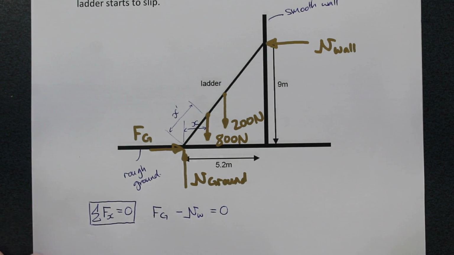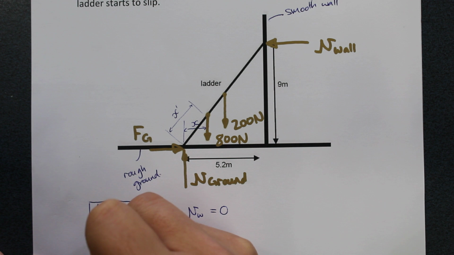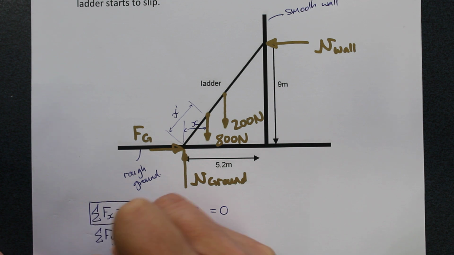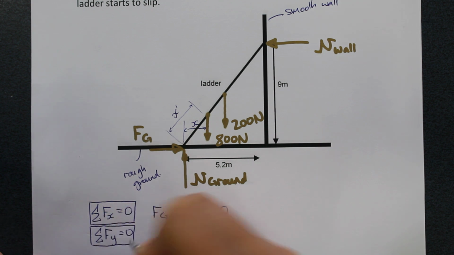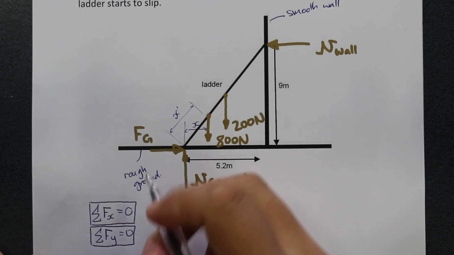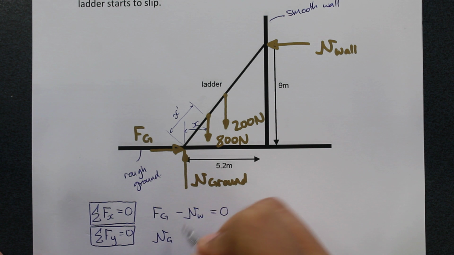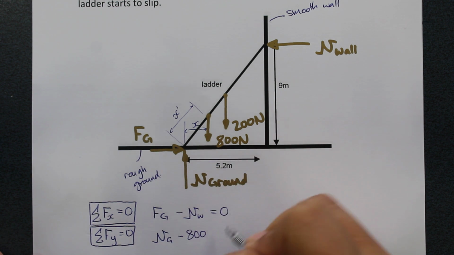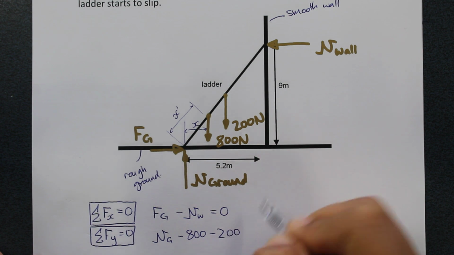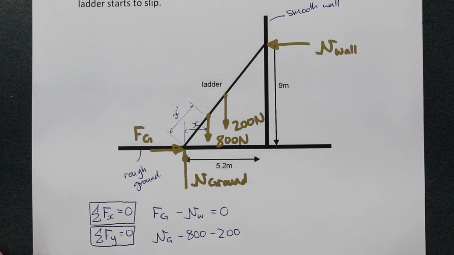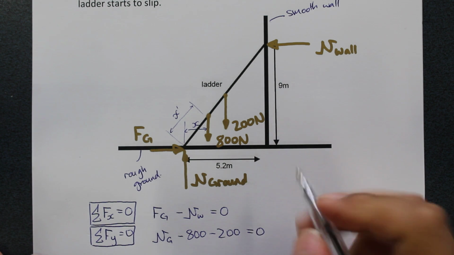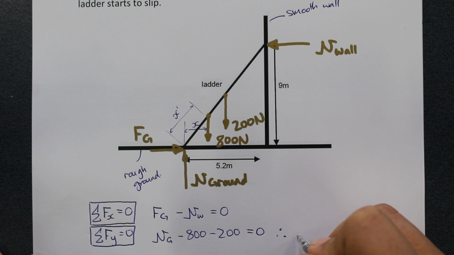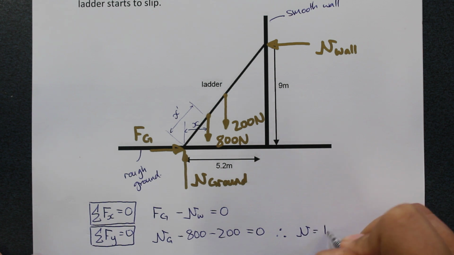Second, we can look at the summation of forces in the y direction. This should be equal to 0. In the y direction we have Ng going up, we have 800 going down, 200 going down, and there are no other forces acting in the system. So that's equal to 0. From that we get Ng equal to 1000.